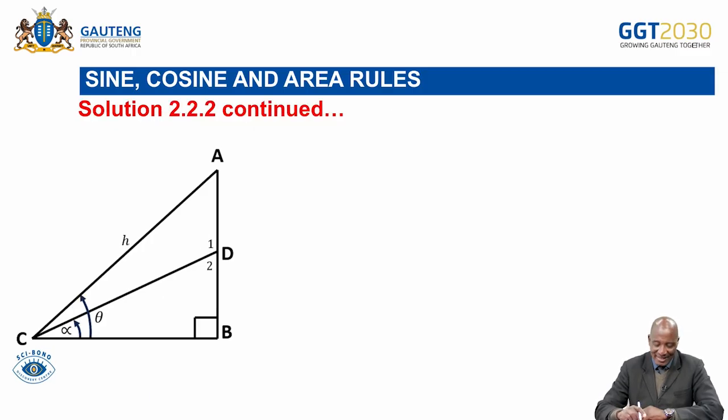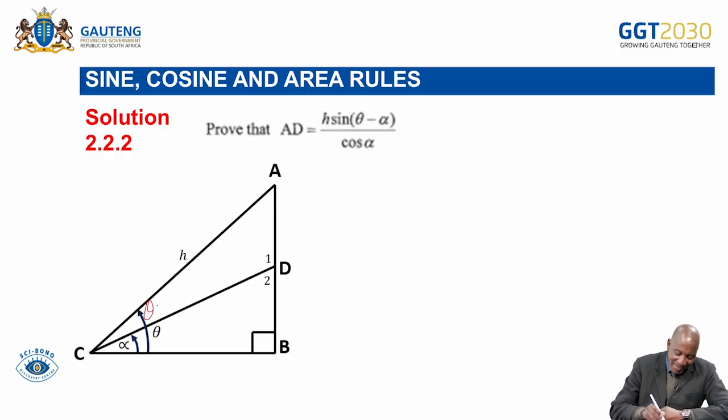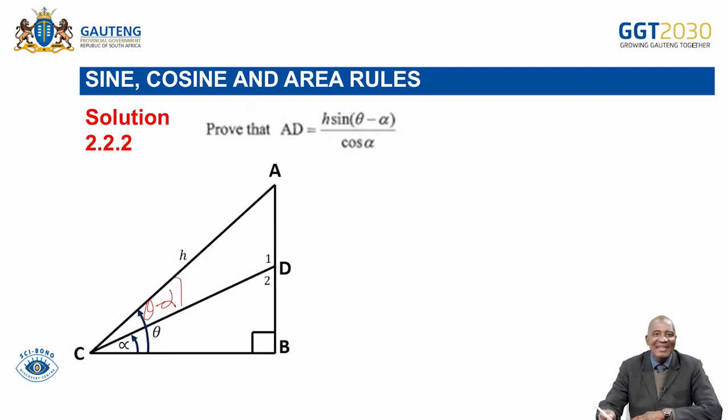Look at your sketch and fill in all the angles that you can fill in there. For example, we already know this is theta minus alpha there. Which other angle can we fill in? Yes, angle D2. This one here is 90 degrees minus alpha. Any other? Sum of angles on a straight line, you can get D1.